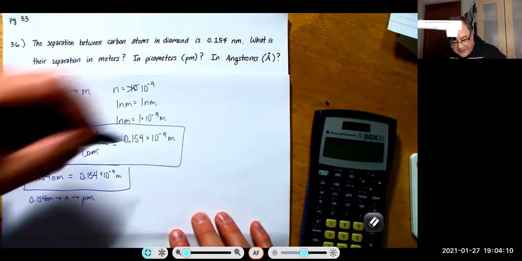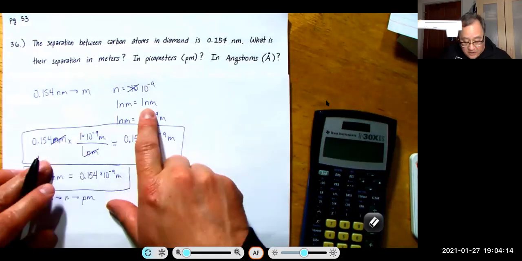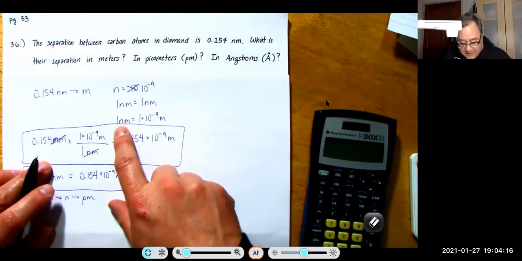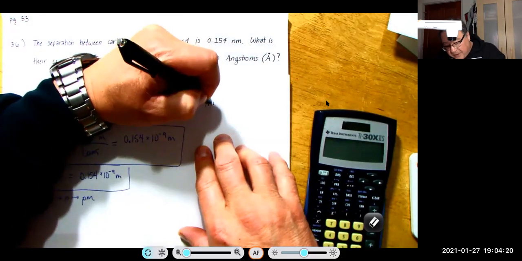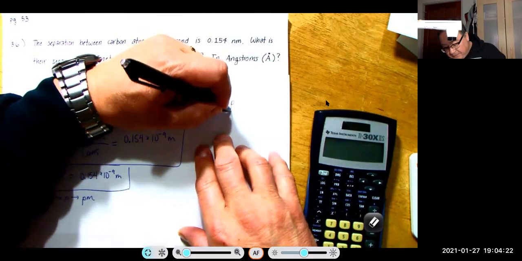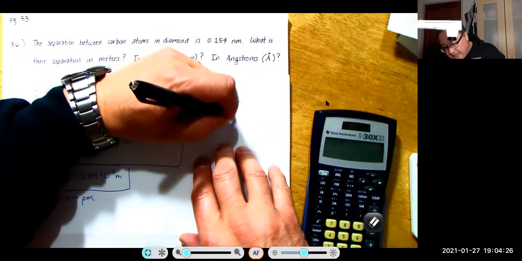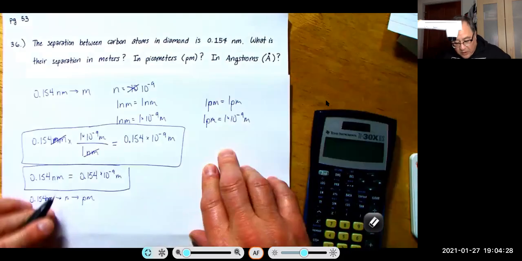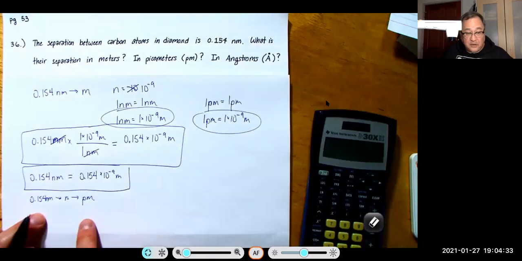So I know that 1 nanometer is 1 times 10 to the minus 9 meters. I'm going to write 1 picometer is 1 picometer. And therefore, 1 picometer is 1 times 10 to the minus 9 meters. So I'm going to circle these, and I'm going to use them in my calculation below.